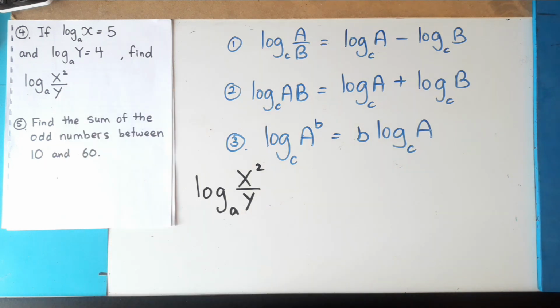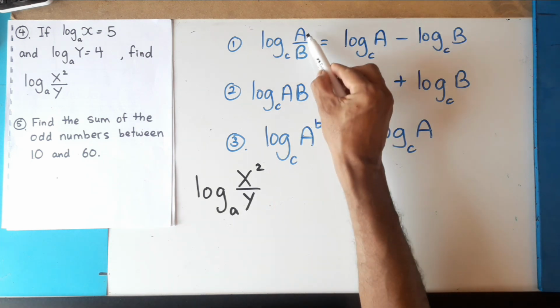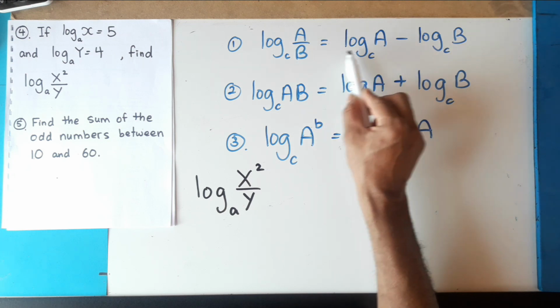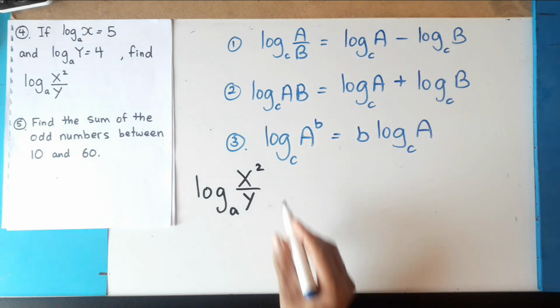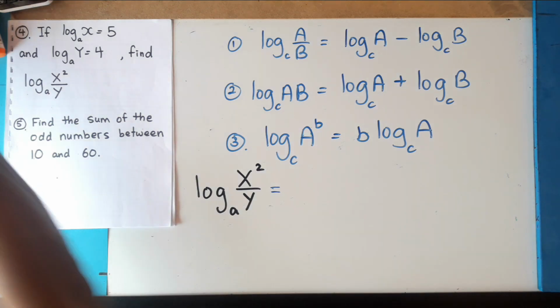Now this squared only belongs to the x. Let's get that clear first. So you notice you have a divide situation here. Whenever it's a divide, you can split it up with a minus sign. So this is equal to, let me get a different color marker here.